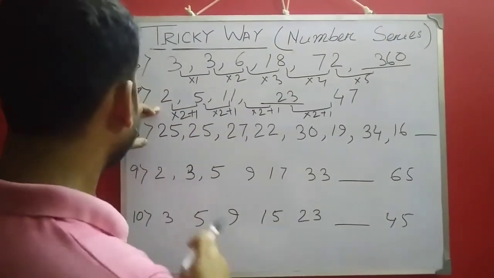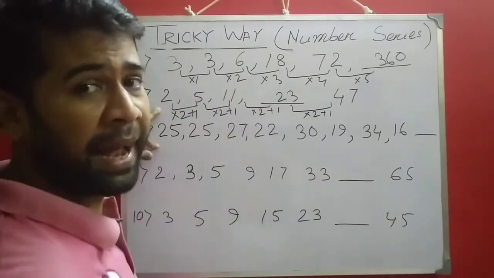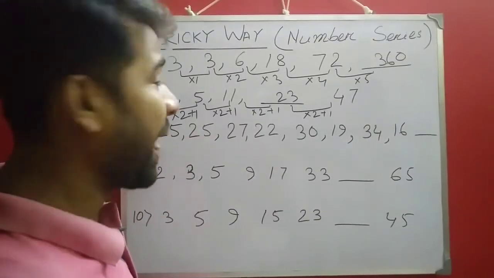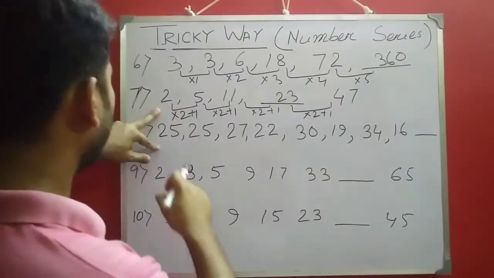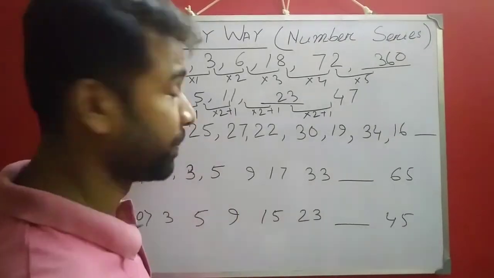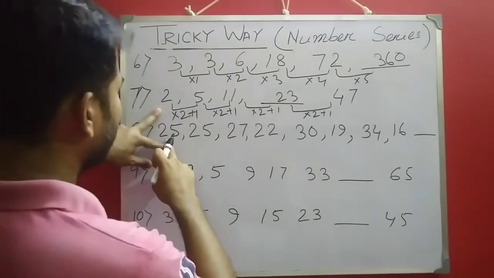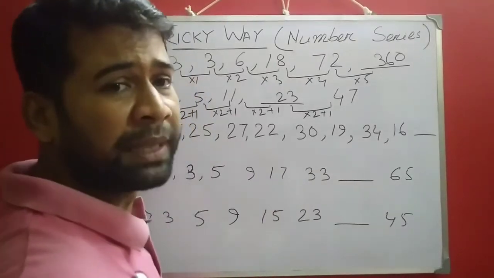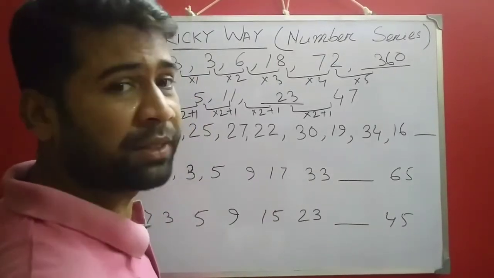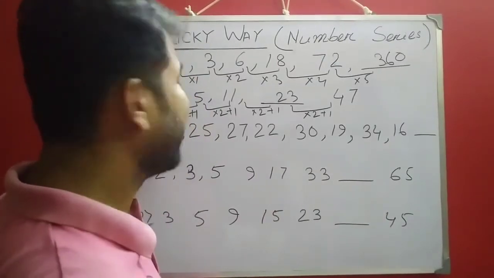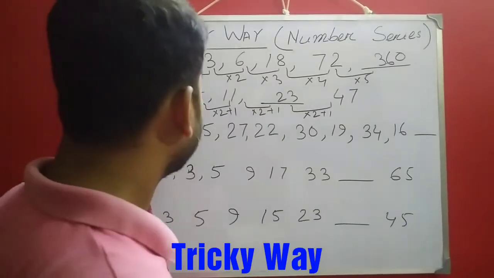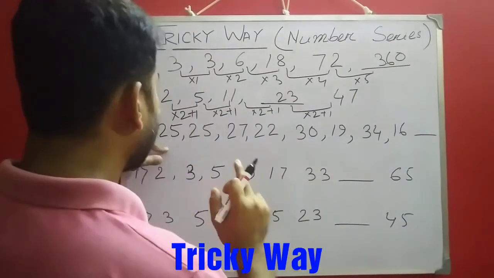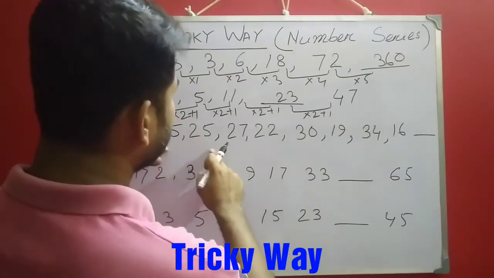Now going to our next problem, and it is one of the most vital and most critical problems. Here 25, 25, 27, 22. Whether it is an increment or decrement operation, it is very difficult to understand. For these types of questions, you always remember to start from the second one.